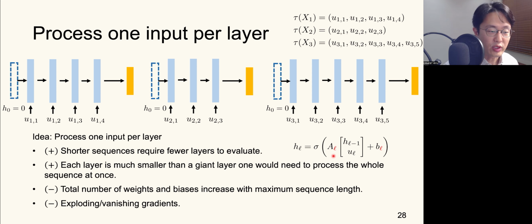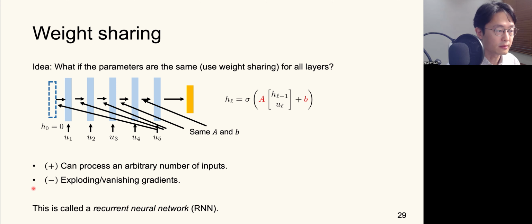And if we have many sequence positions, then we will have many of these trainable parameters. Another issue is that we have exploding and vanishing gradients with this approach. I'll explain this point further soon. So then let's try to resolve this issue of having too many trainable parameters proportional to the maximum sequence length.